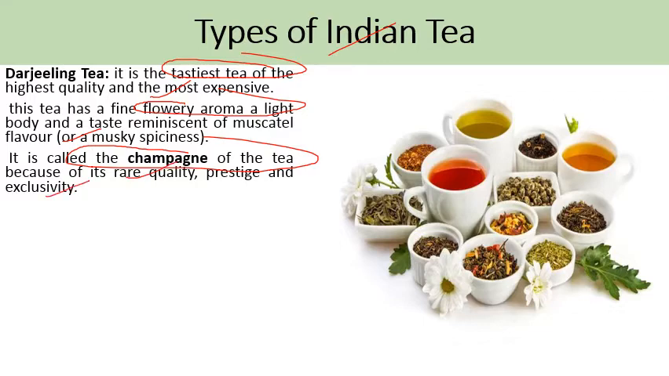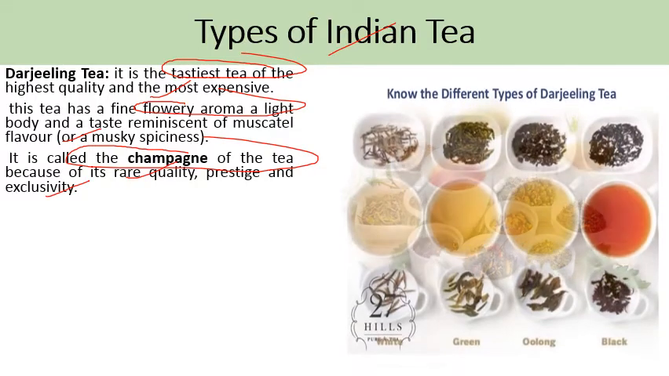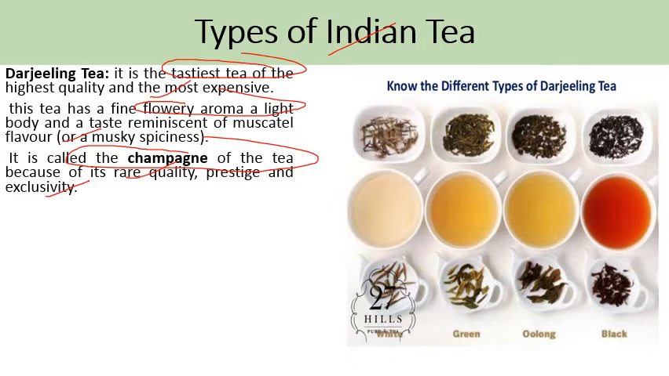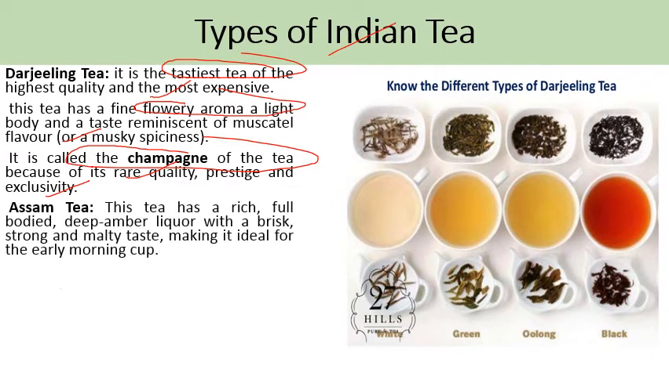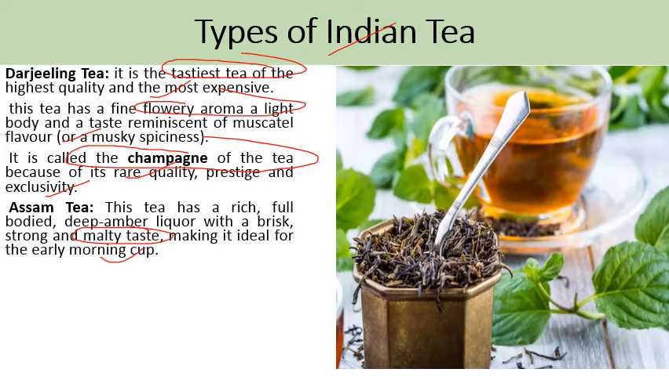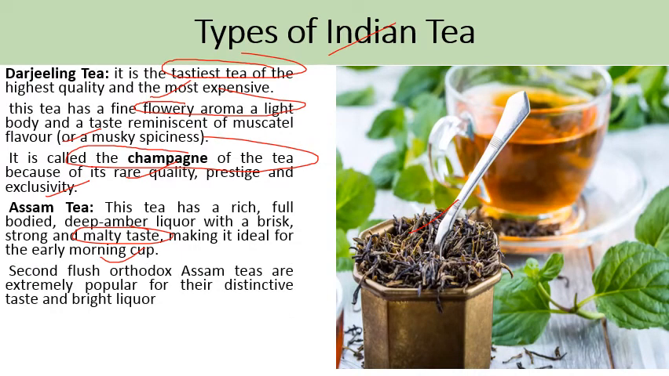So इसलिए इसे champagne भी कहा जाता है चाय का. Darjeeling tea, and there are various varieties of Darjeeling tea also. Then comes Assam tea. This tea has a rich, full-bodied, deeper amber liquor with a brisk, strong and malty taste, making it ideal for the early morning cup. So we use this tea, and it is again a very costly tea and a world-famous tea.